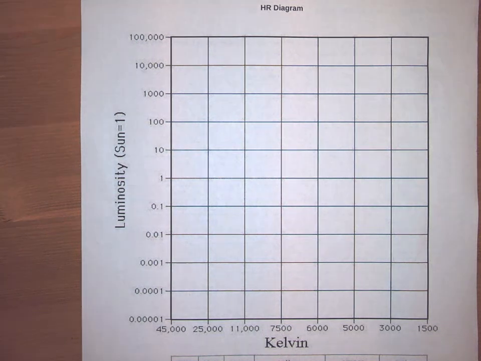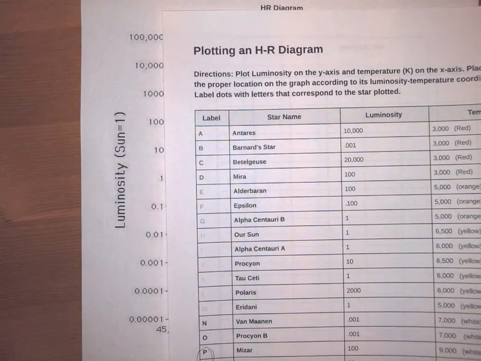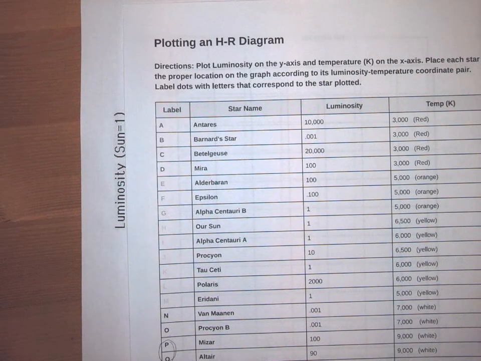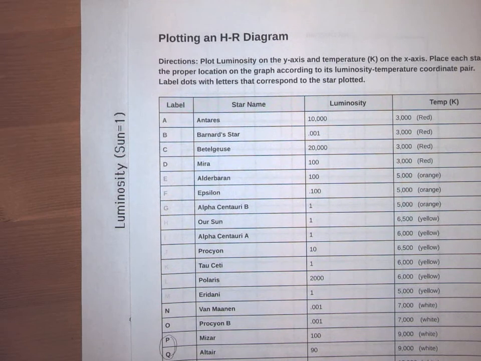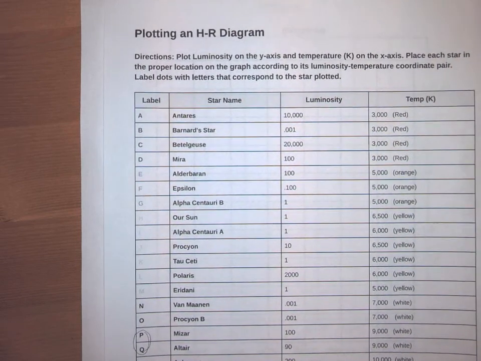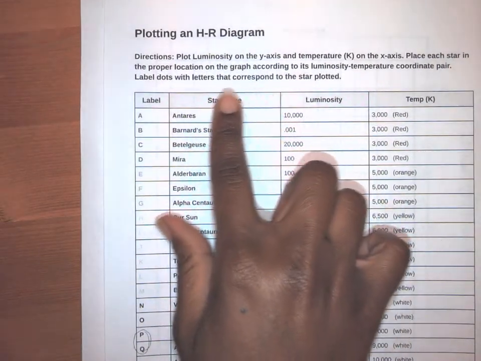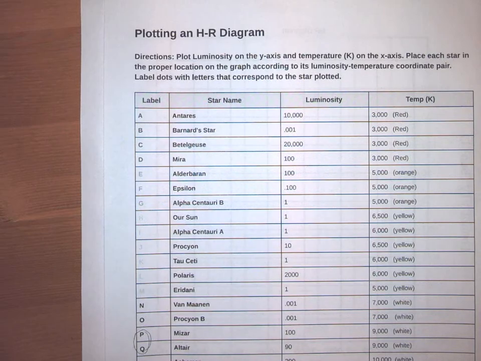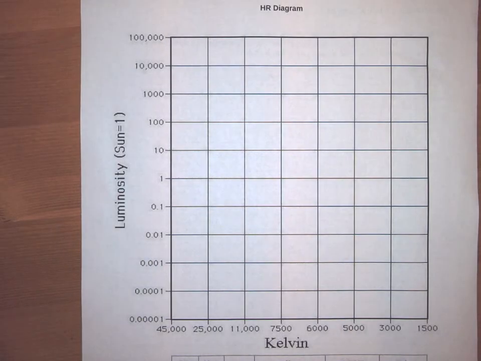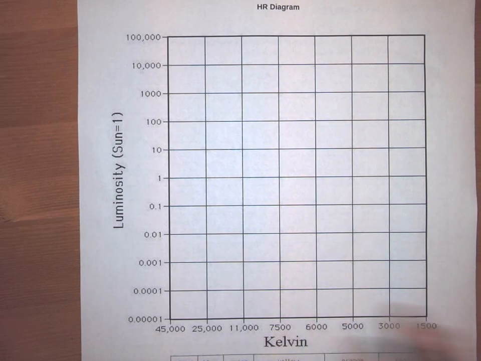To get started, make sure you have these handouts. They may be on the same sheet, so double-sided, or you may have two separate ones, which will make your life a lot easier. On one sheet, you will have the directions along with the stars that you're going to plot, and the other sheet is your grid where you will plot them.